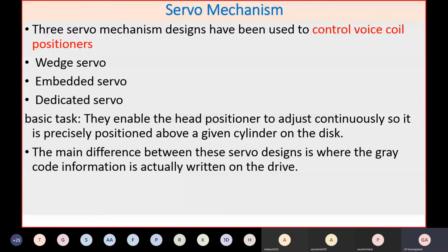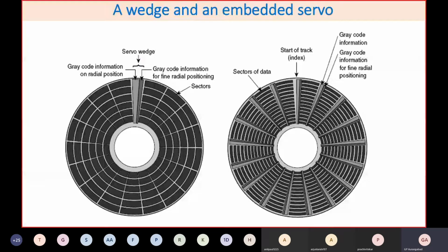So skipping the detailed description of these three servos, I think this diagram will explain both the wedge servo mechanism as well as the embedded servo mechanism. The first one is the wedge mechanism. When we say wedge, that is a slice. Here you will find there is one slice at the end of each track. Now you know what a track is. That is a concentric circle, which is called a track.